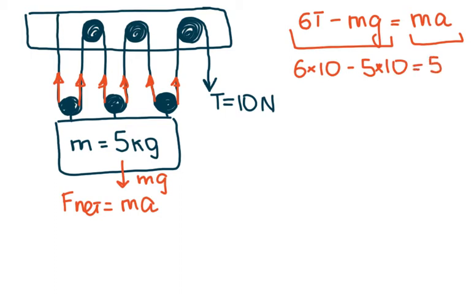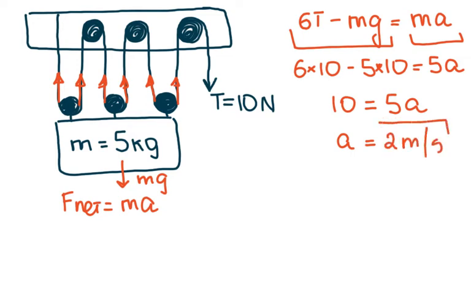equals the mass times acceleration. So you have 60 minus 50, which is 10, equals 5a. So a is equal to 2 meters per second squared. So acceleration of the block is going to be 2 meters per second squared.